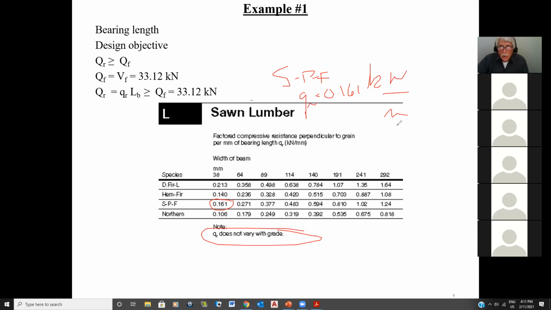Now, how many plies do I have? 38, and I have a 5 ply. So can somebody do the math? What's 5 times 38? About 190, right? 190 exactly. Okay, here they give you values for 191. So take this value here and multiply it by 5. What do you get?